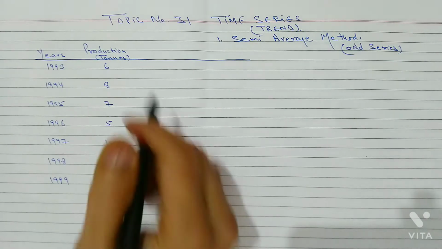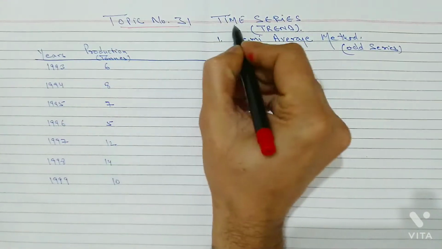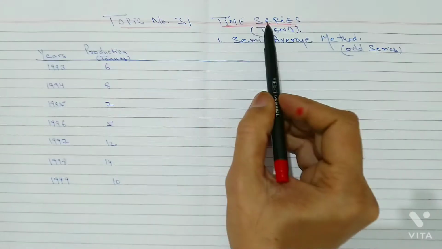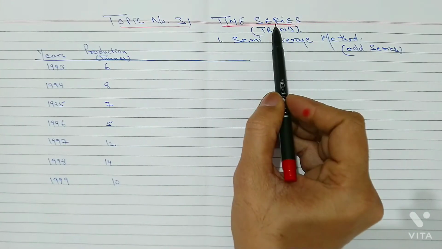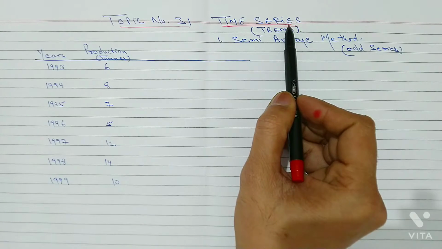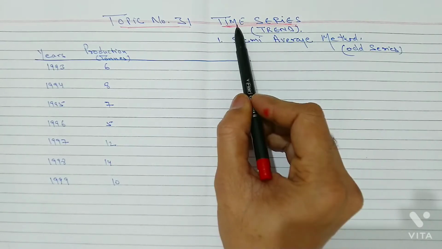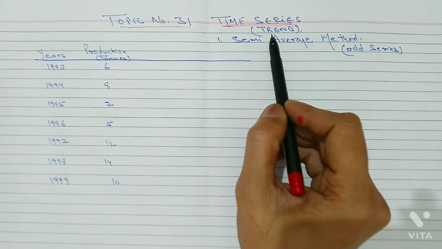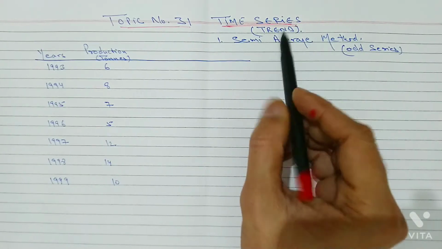Our topic number 31 is time series. A set of data depending on time is called time series. Any data which depends on time is called time series. Now first we will calculate trend value.